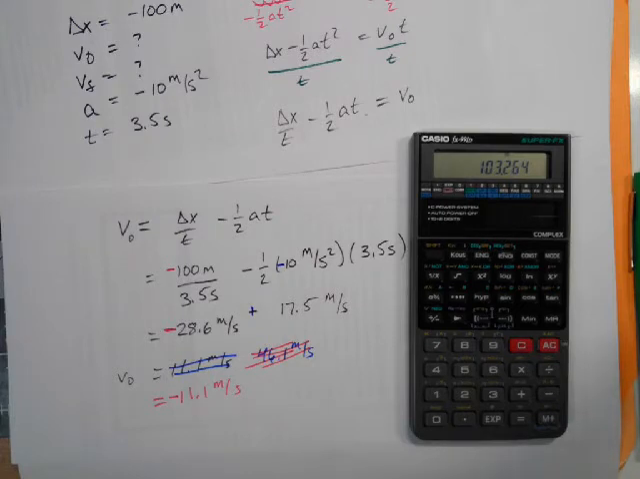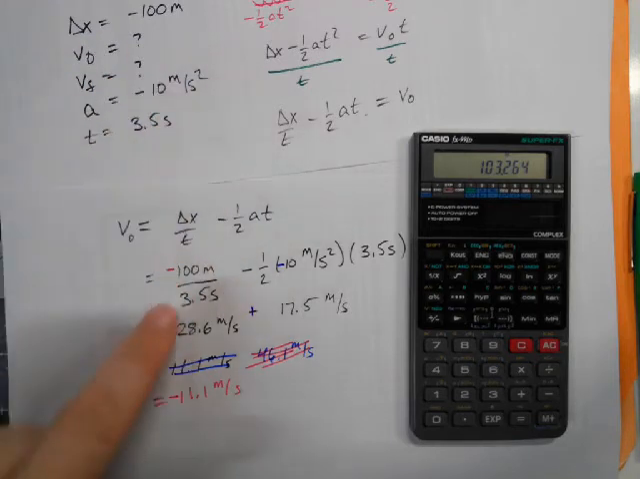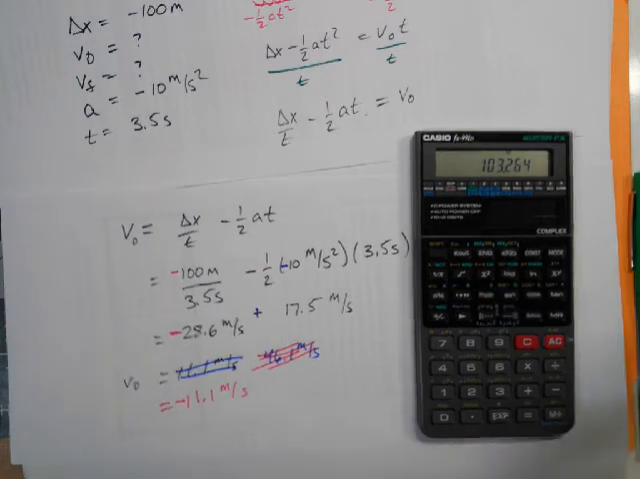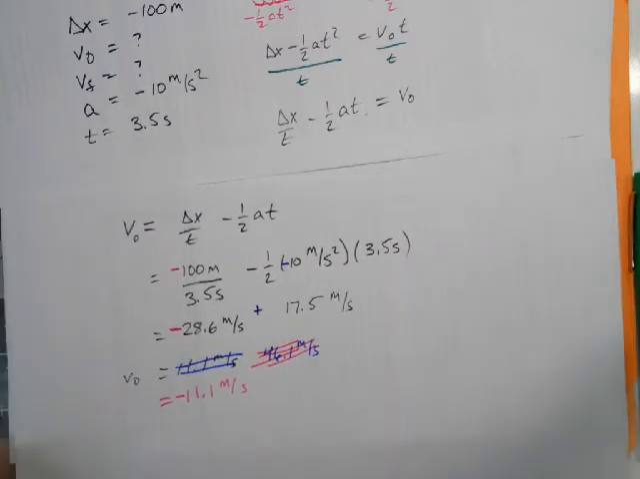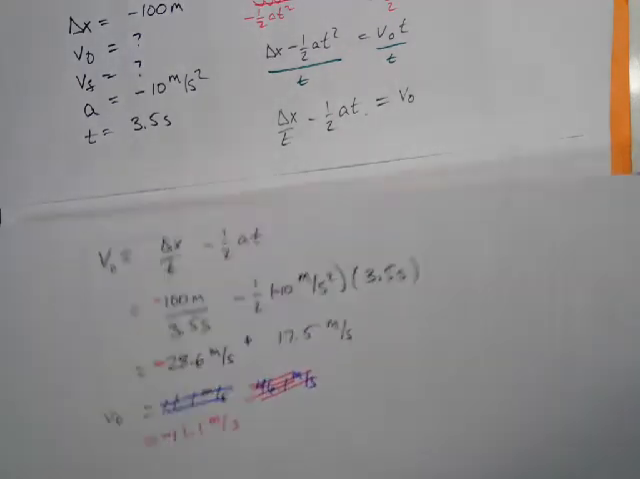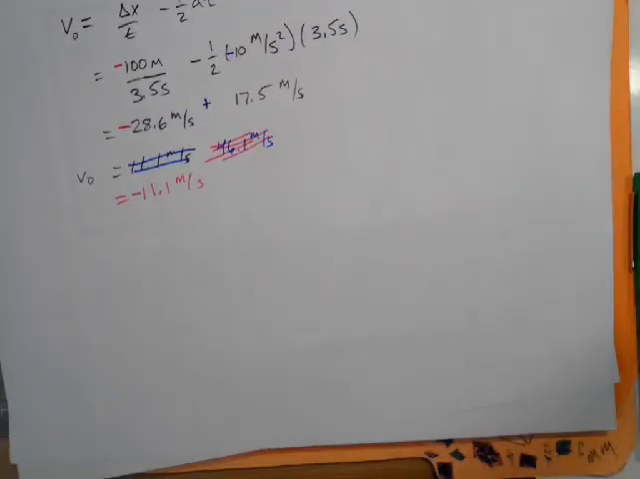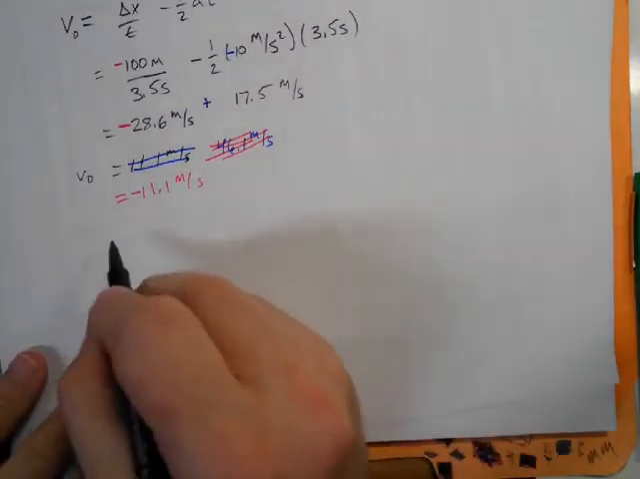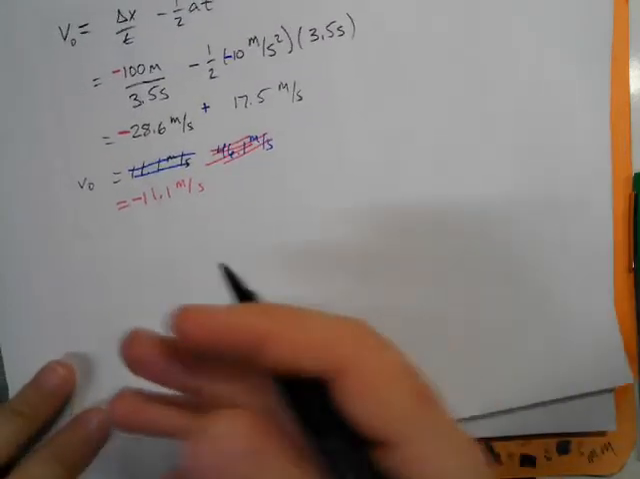You have to always look and say, am I putting in what I think the right numbers are for everything? All right, anyway, now we can get to V final. We can ask, what speed does it hit the water? And that's easy enough. We use the other equation.